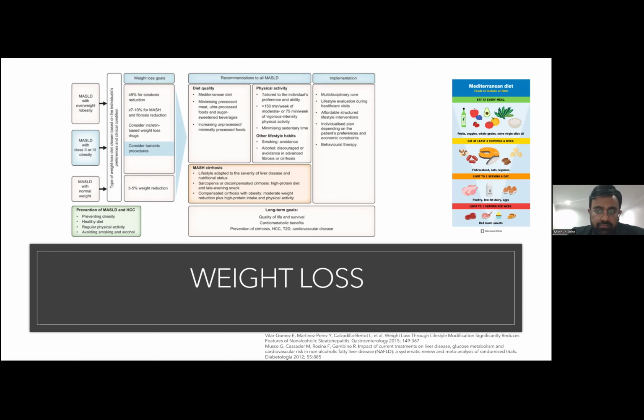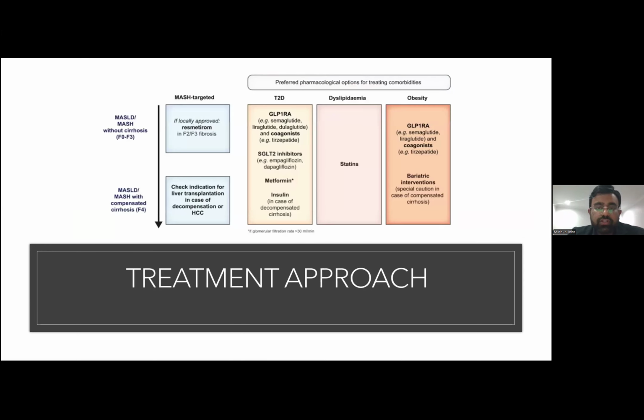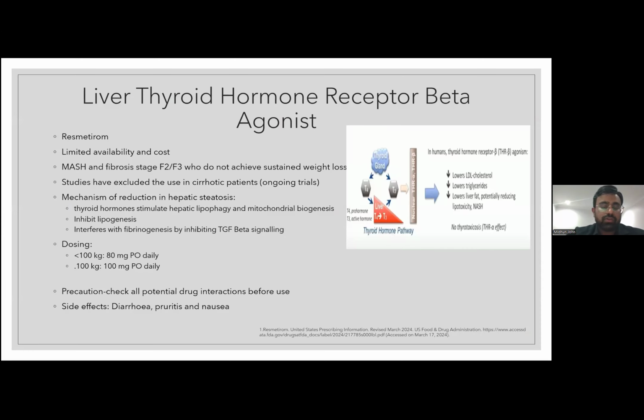But then moving on to the treatment approach to help this, this table summarizes what we need to be doing. There's MASH targeted treatment, as well as treatment that can help it, but we are treating type 2 diabetes, dyslipidemia, as well as obesity. So the first drug that I'd like to touch upon, which is one of the only ones that are FDA approved, is our liver thyroid hormone receptor beta agonists.